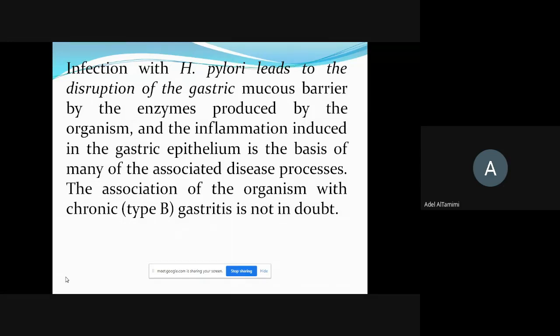It will cause destruction of the local tissue by the enzymes produced by the organism, and the inflammation induced in the gastric epithelium is the basis of many associated disease processes like gastritis. So when we have infection by H. pylori, we said H. pylori is just a bacteria. It can colonize only gastric epithelium, only the gastric epithelium. Now someone asks me, why? And how does duodenal ulcer happen? We'll talk about it in a bit.